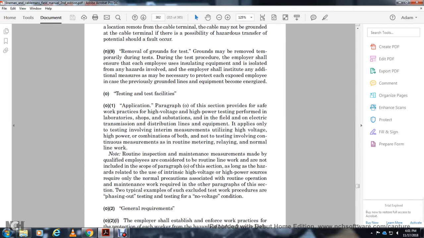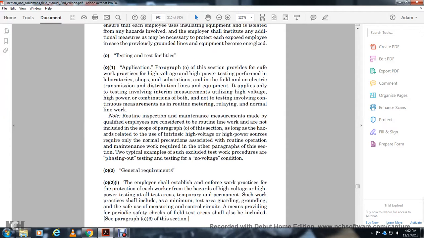Requirements. The employer shall establish and enforce work practices for the protection of each worker from the hazards of high-voltage or high-power testing at all temporary and permanent test areas. The test work practices shall include, as a minimum, safeguarding of the test area, grounding, the safe use of measuring and control circuits, and a means to provide periodic safety checks for field test areas, as included in paragraph 6 of this section.